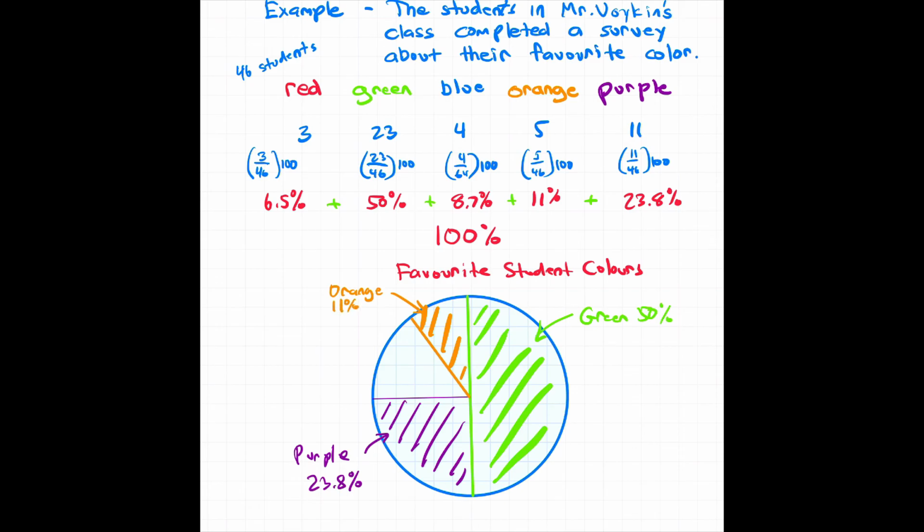Okay, we got two colors left. Red is 6.5 and blue is 8.7. So the blue section needs to be slightly bigger than the red one, like that. So here's our blue right there. And again, this one needs to be indicated that it is blue, coming in at 8.7%. And finally, we've got our last little section here that's going to be red, and our red is coming in at 6.5%.